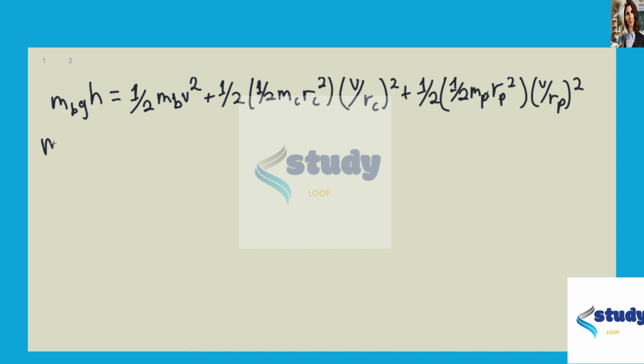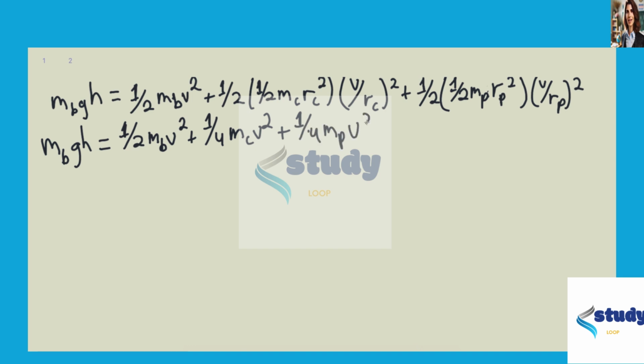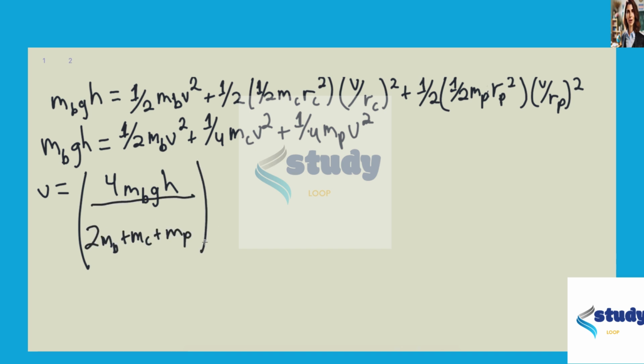At this point, m_b g h, we can simplify and say it equals 1/2 m_b v squared plus 1/4 m_c v squared plus 1/4 m_p v squared. So we know that v is going to equal 4 m_b g h all divided by 2 times the quantity mass of the box plus the mass of the cylinder plus the mass of the pulley, all to the 1/2 power.